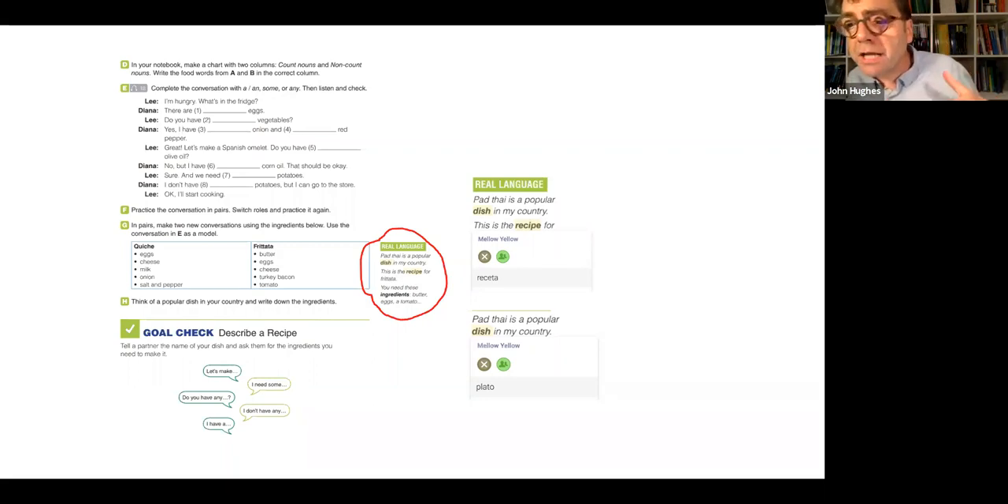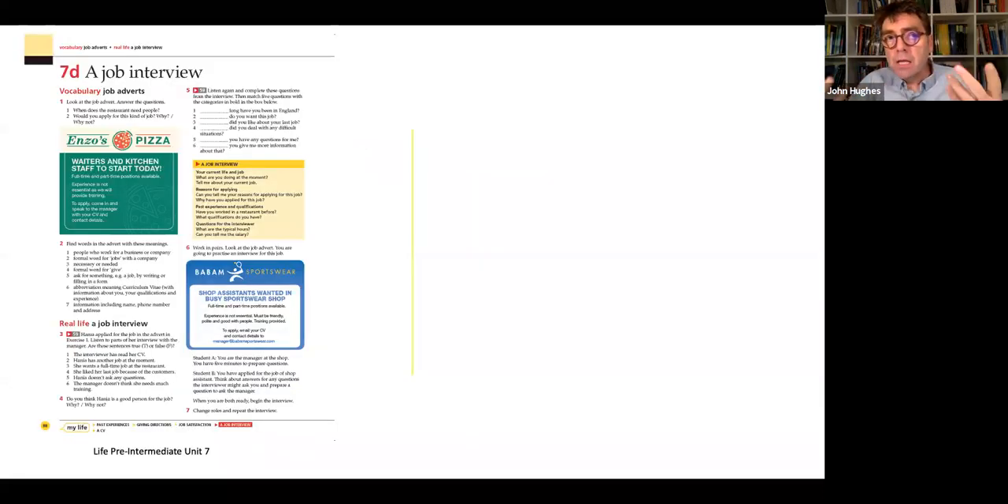I want to tell you about information exchange, which I did with Zoom. And this is where Zoom gets really interesting, the way you use the chat box, but also the recording function to help with information exchange. So this is taken from Life PreIntermediate, and I was working with some students on job interviews. So we did the exercises in the book on Zoom on the screen. Okay, we worked through them together.